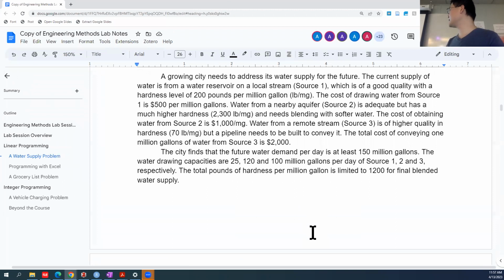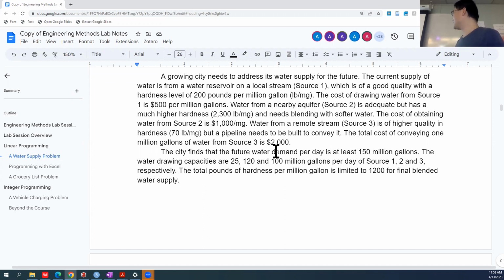And usually after these supplied information regarding coefficients, we're going to see some additional pieces of information about the constraints and objective. Let's go through it. So the city wants to meet the water demand. Currently, it's at least 150 per day. As you can see, this should be a constraint because we want to extract enough water to meet the demand.